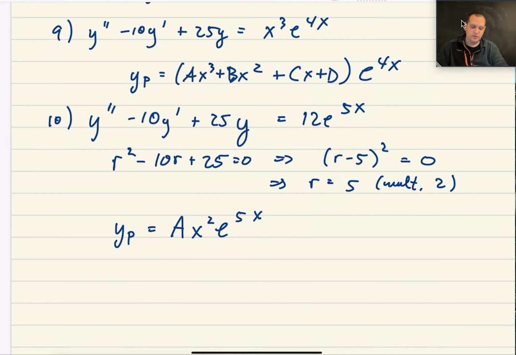I think a slightly better way to think about it is that it's x squared. It's x to the 2 power, because 5 is a solution of multiplicity 2. Okay, so we have ax squared e to the 5x.